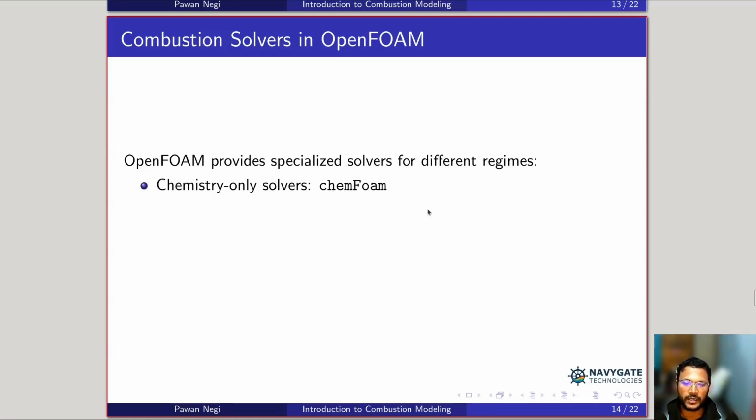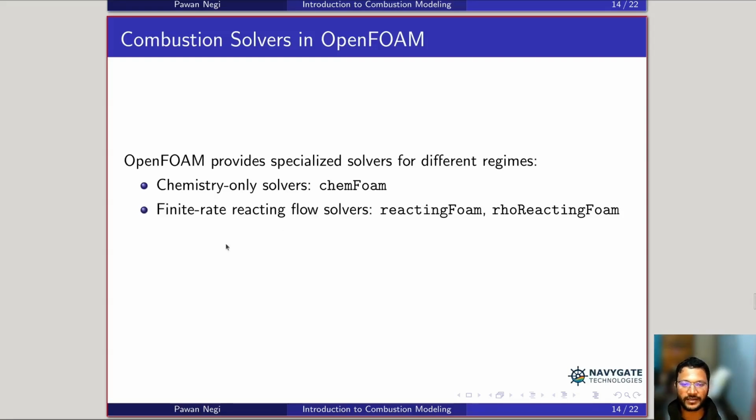ChemFoam is a chemistry solver only. It is a zero-dimensional solver, and it can only solve chemistry. So you can define the ODE that you want to use to evolve the chemistry in a zero-dimensional cell. That means you don't have to find fluxes, etc., and you just have to evolve in time.